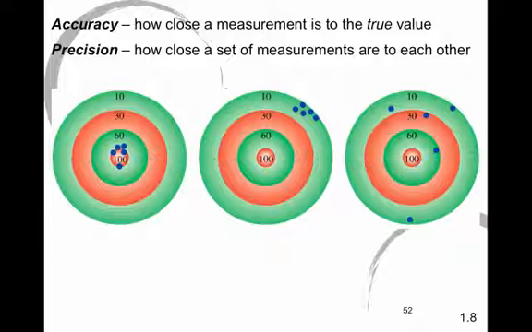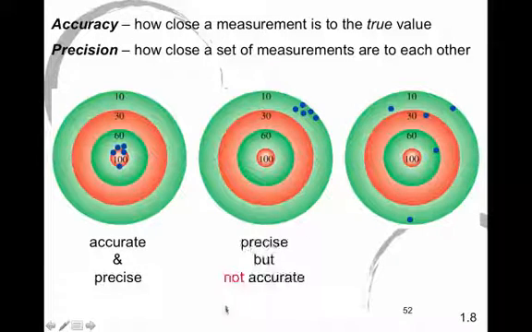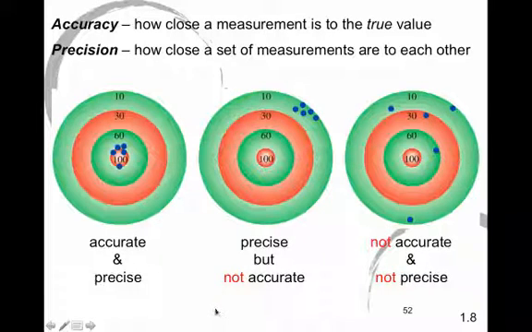So is the first one accurate, precise, neither, or both? Both. And how about the second one? Precise. Not accurate. And the last one? Neither. Very good.